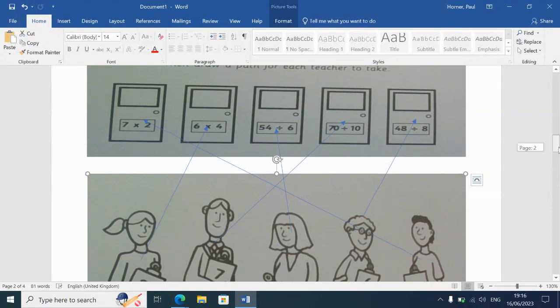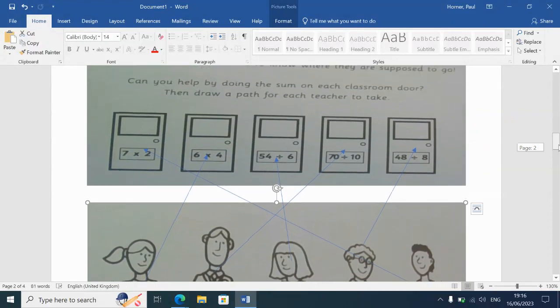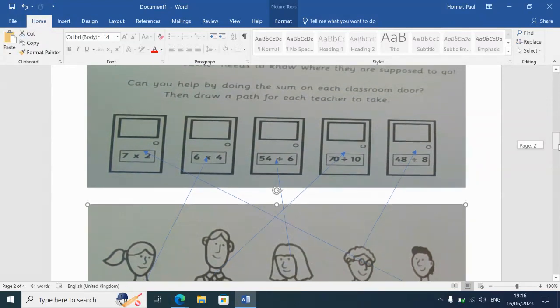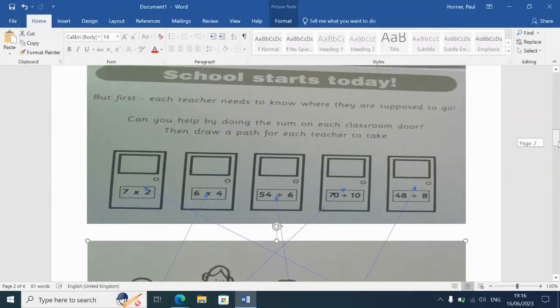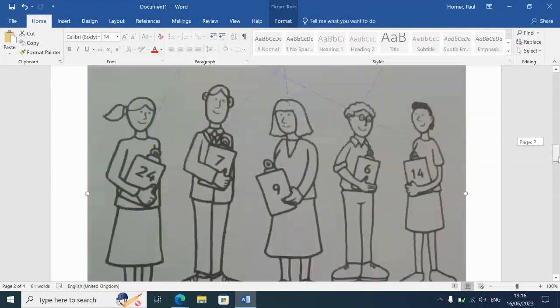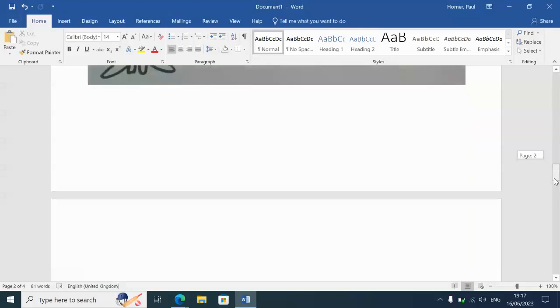And you probably experience this yourself in school, especially with a new substitute teacher. Sometimes they end up in the wrong classroom. It can happen. Okay, so well done. Moving on.